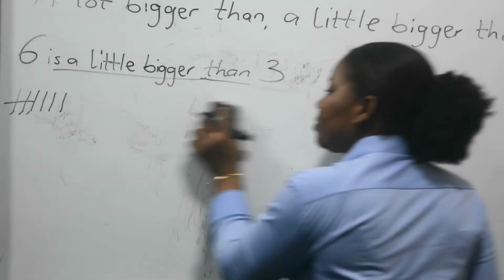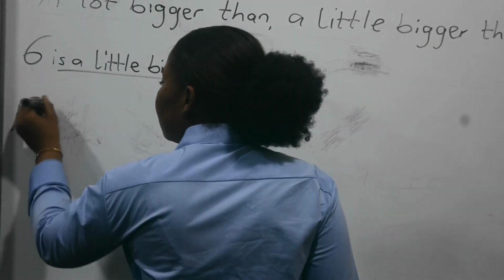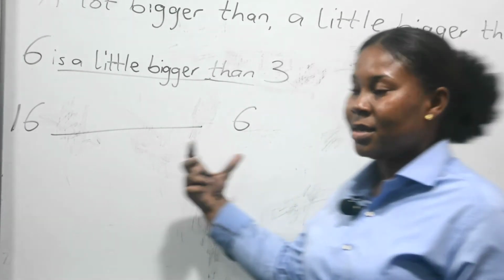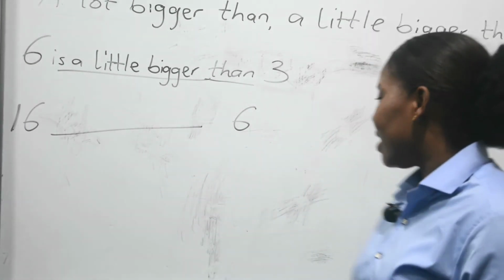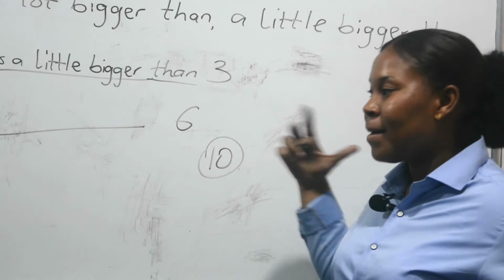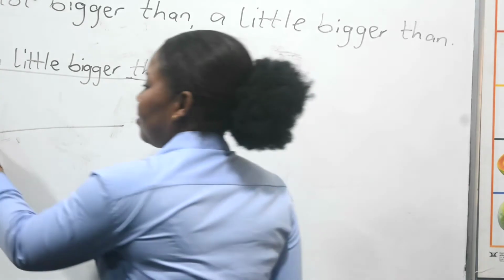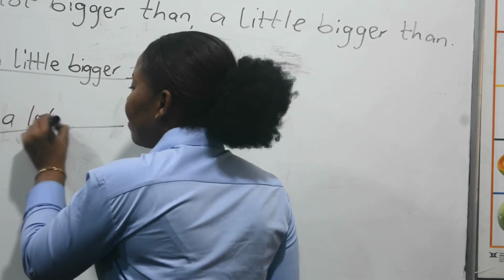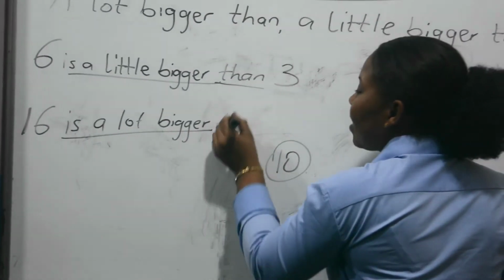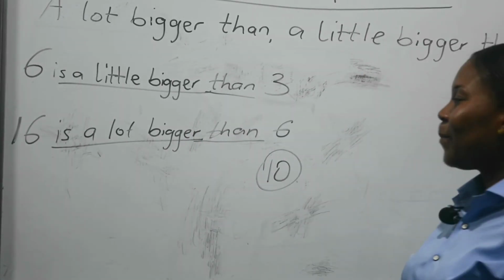Another example. We have 16 and 6. 16 and 6. When you take 6 from 16, the number remaining will be 10. And 10 is a bigger number. It is very huge. So we will say that 16 is a lot bigger than 6. Very good. 16 is a lot bigger than 6.